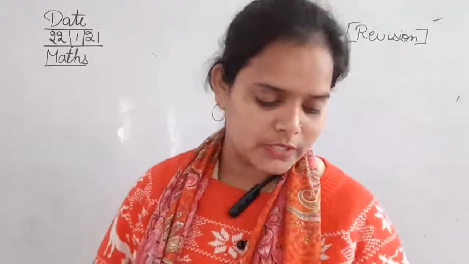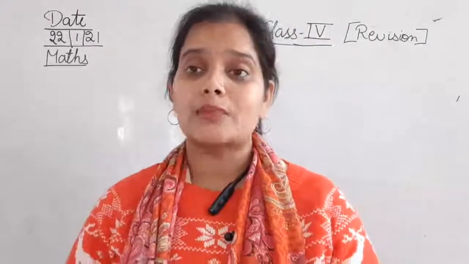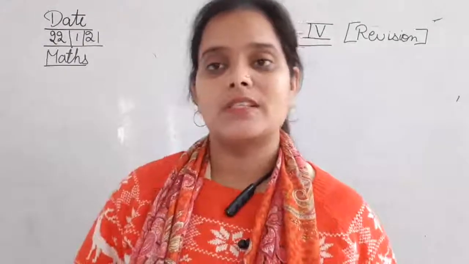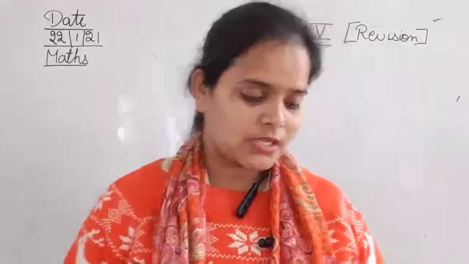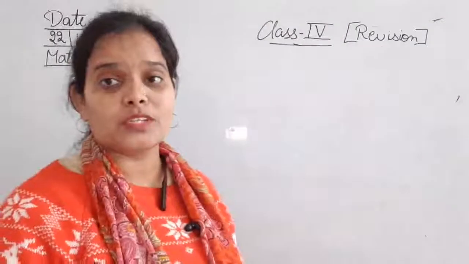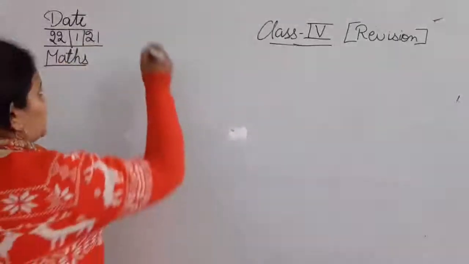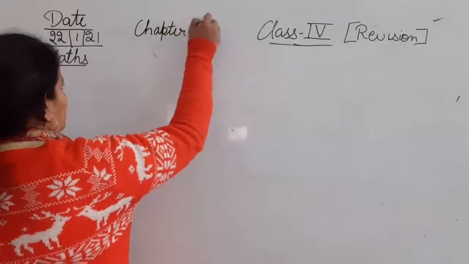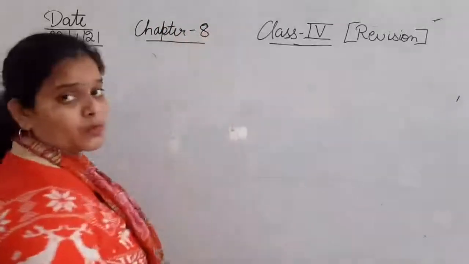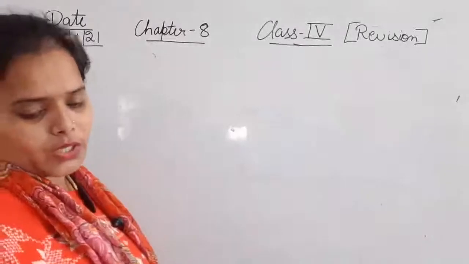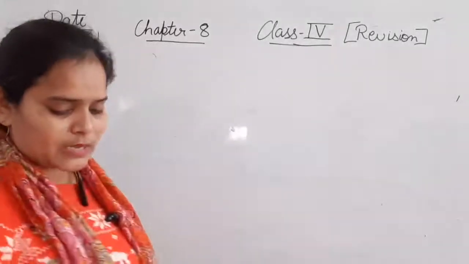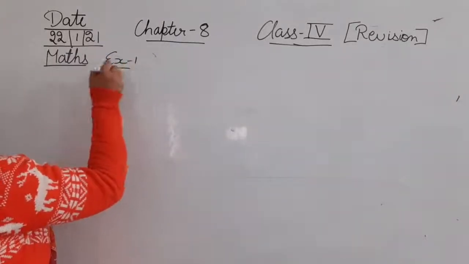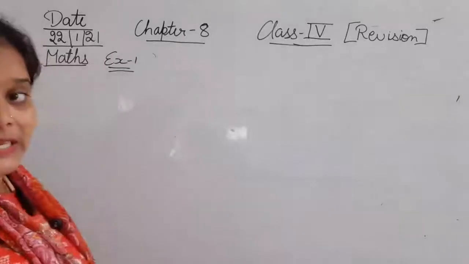So instead of doing the picture work, we will start with the sums. Let's take a few examples from your book and then we will start with the exercise. So I'm just taking the examples from the book. Chapter number 8, revision part we are doing. I'm taking example number 1 given at page number 86.